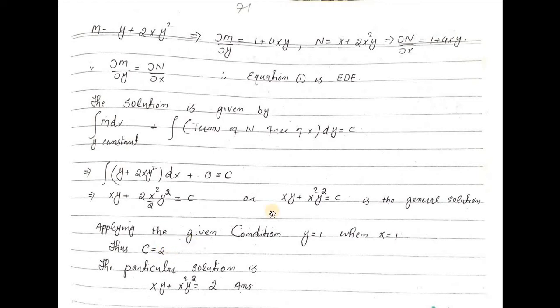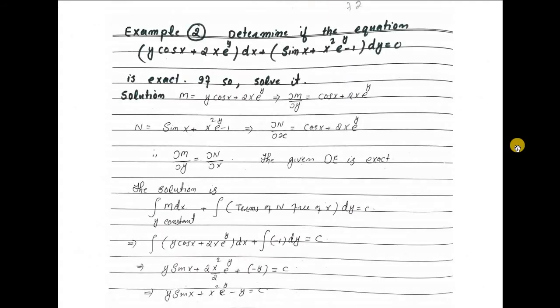Now putting the value of c in the general solution, the particular solution is xy plus x square y square is equal to 2. This is the particular solution, this is the general solution.